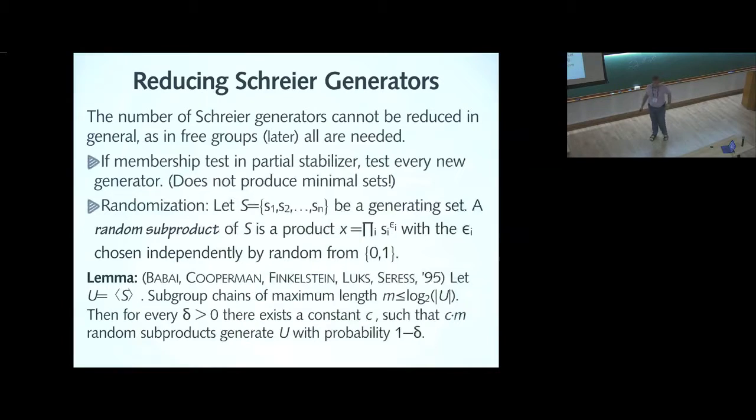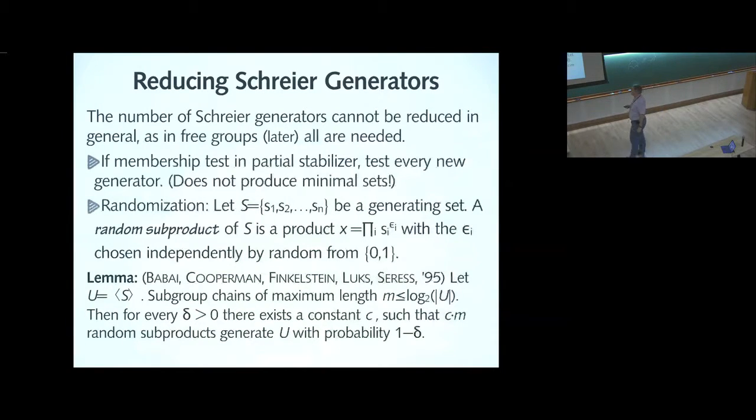Yeah, but the other problem is the large number of Schreier generators. How can we reduce this? Well, if we have already a partial stabilizer and we can do a membership test in that partial stabilizer, we could initially test, is the new Schreier generator already contained in there? And if so, we discard it. That's still not guaranteed to produce a minimal generating set, but it will throw out a lot. On a very basic level, we could simply throw away the Schreier generators which are the identity.